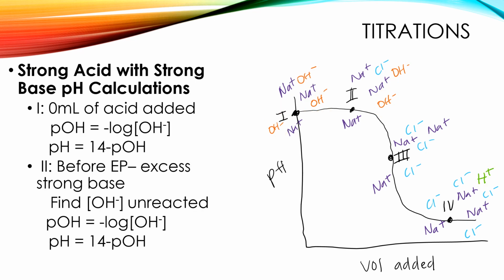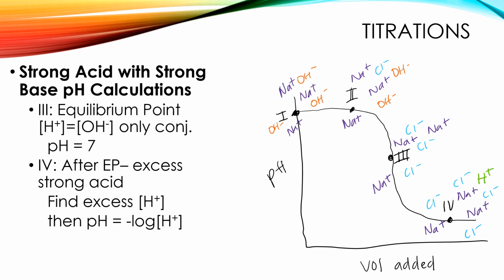So in region 1, I have to just do the negative log of hydroxide and then 14 minus to get the pH. Region 2, I got to figure out how much excess hydroxide I have, negative log, and then 14 minus. And then again, at the equivalence point, no calculation necessary, pH is 7. And then after the equivalence point, got to calculate the excess hydrogen and then do the negative log. And I'm not going to do examples of those because we just did it. It's exactly the same. It's just this time you're going to be getting hydroxide in the beginning and have to do 14 minus, and then at your end, you're just going to have excess hydrogen and do the negative log.